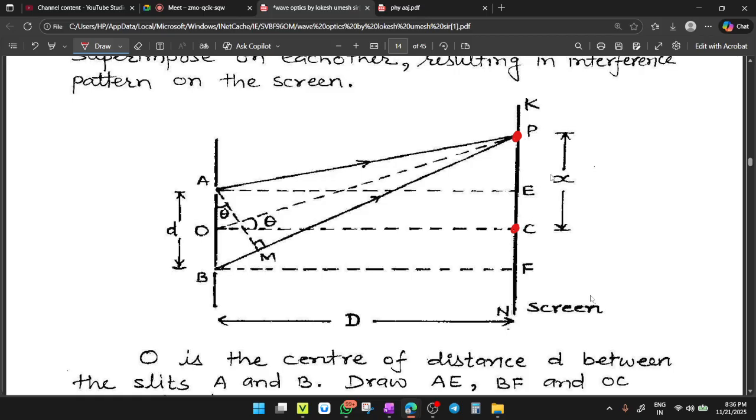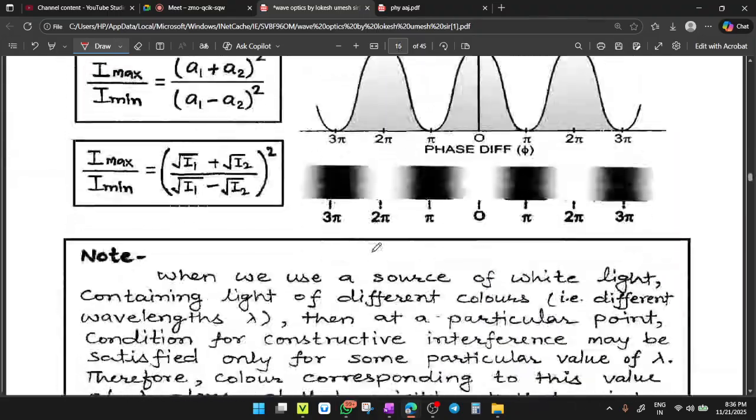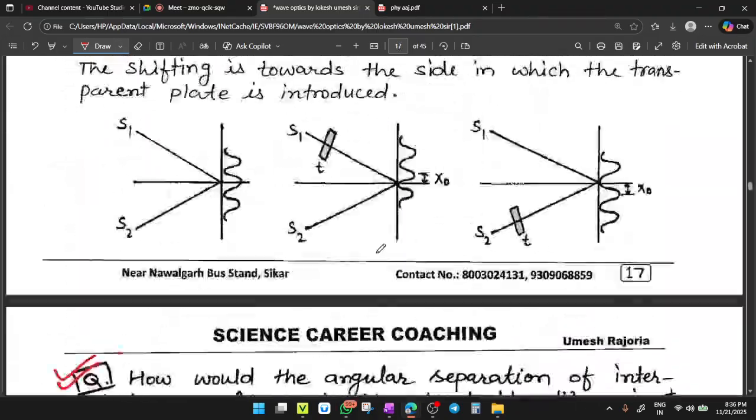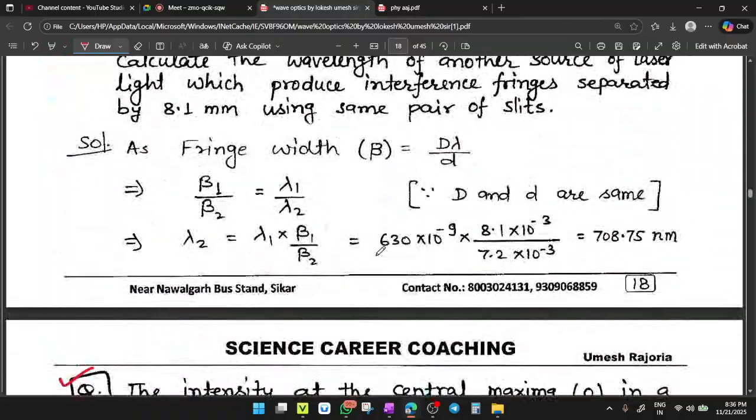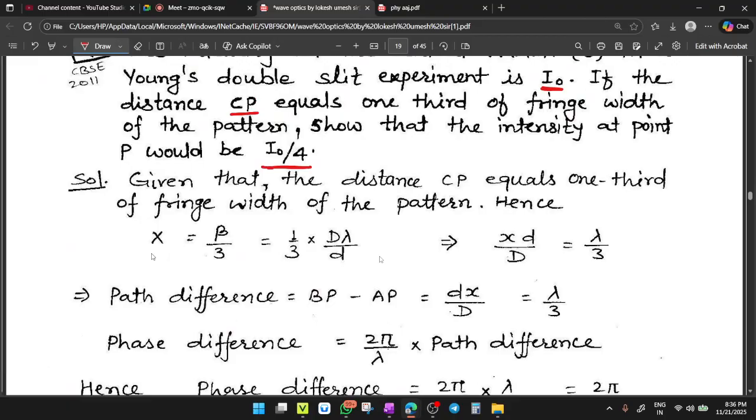This is CP. Sorry, it is not the path difference. It is the position of your fringe. So CP is given by x, and x here equals 1/3 of the fringe width, so beta by 3. So come to the question. It would be x equals beta by 3.